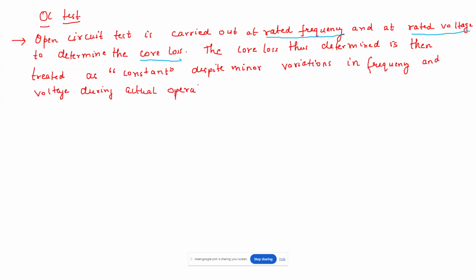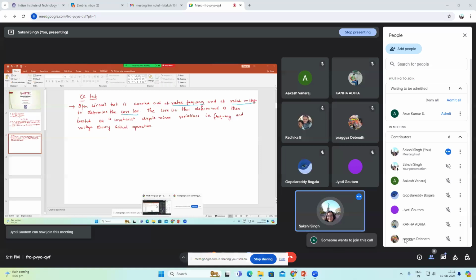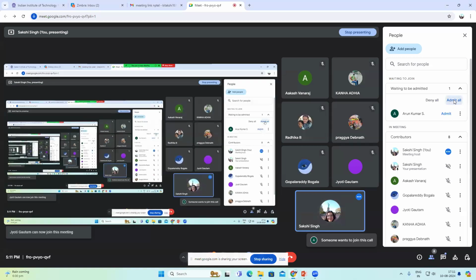One may ask why we are carrying out this open circuit test at rated frequency and rated voltage. That is the basic question, right? So let us see why we do that.